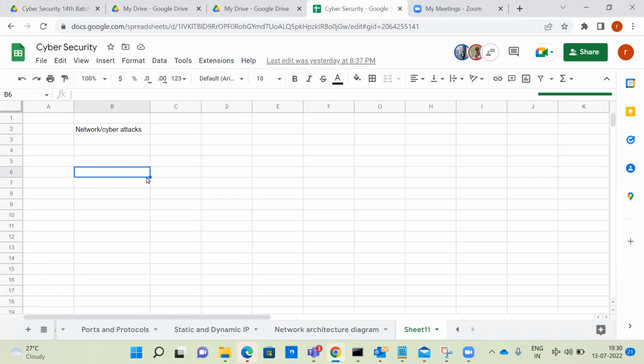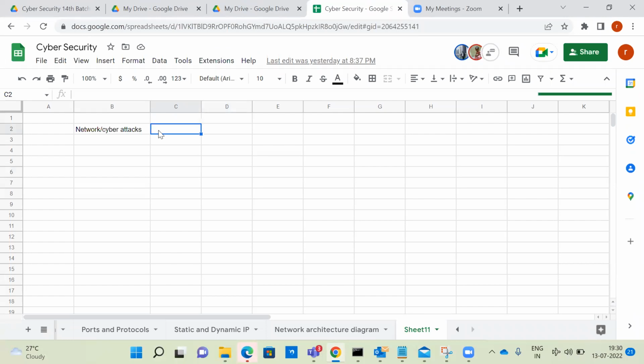In the yesterday class, we discussed network commands. In today's class, we will discuss a couple of frameworks. Once those frameworks are complete, we can start on attacks. Those attacks may be cyber attacks or network attacks. Okay, let's begin. Before going to the classification of these cyber attacks or network attacks, we can discuss two frameworks.